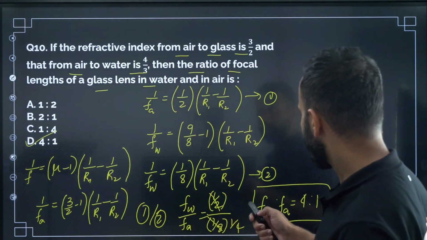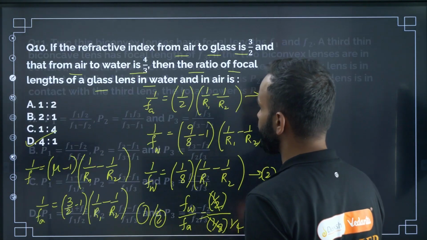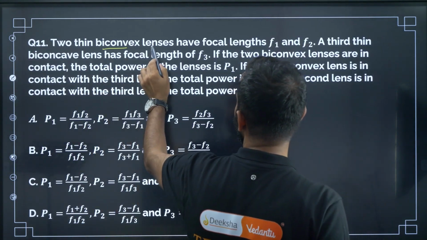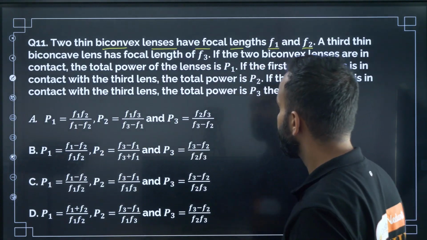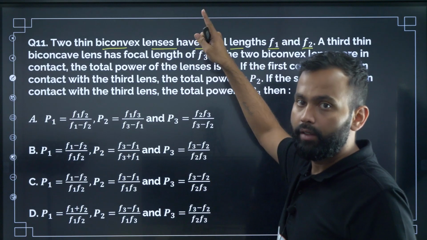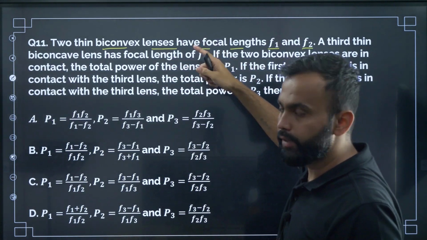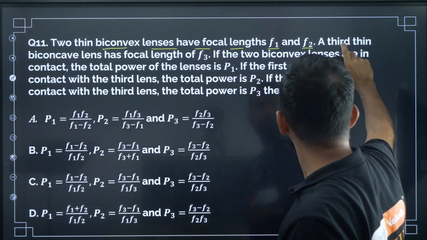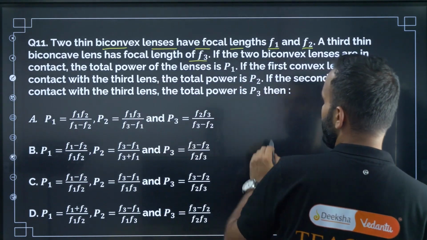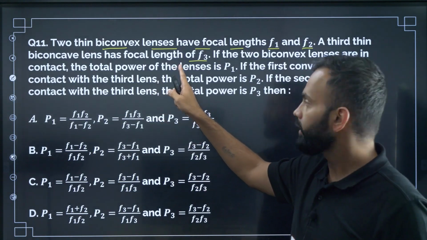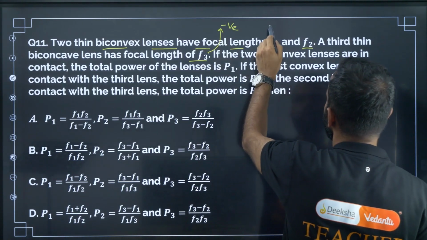Next question, question number 11. Two thin biconvex lenses have focal lengths f1 and f2. Biconvex lenses means both sides have equal radii. A third thin biconcave lens has focal length f3. So for the biconcave lens the focal length will be negative, while here the focal lengths are positive.